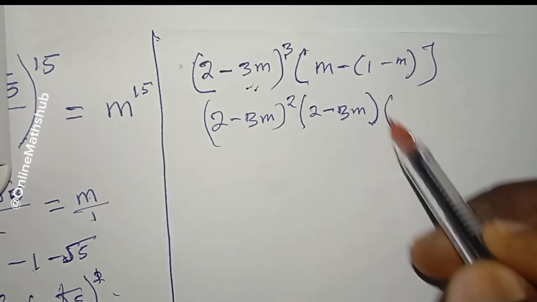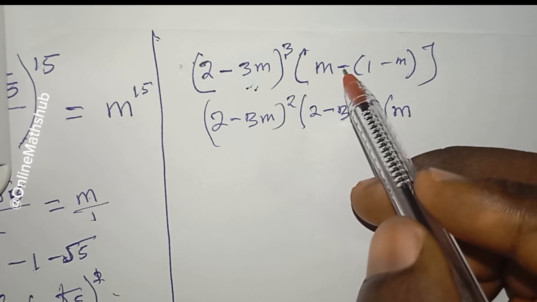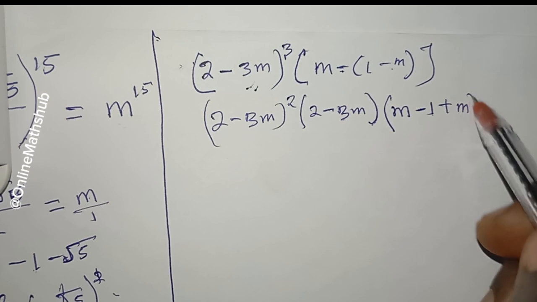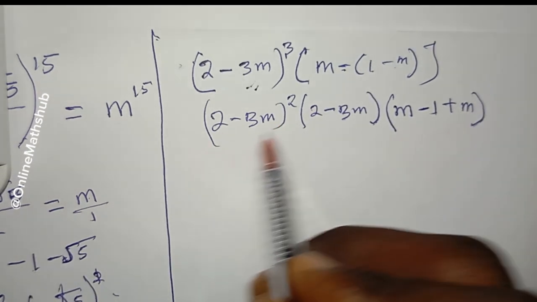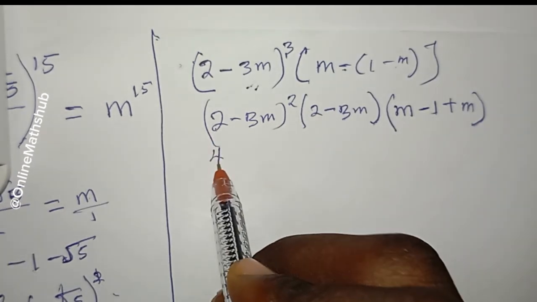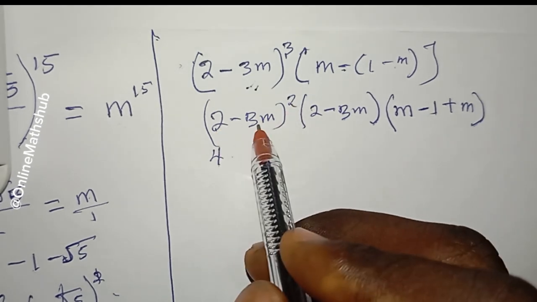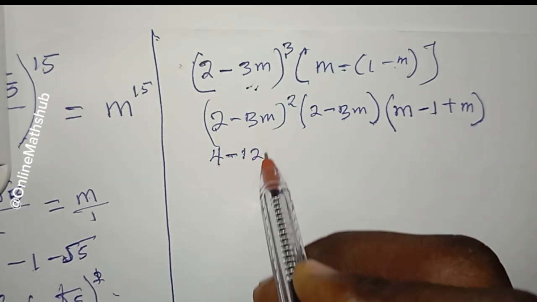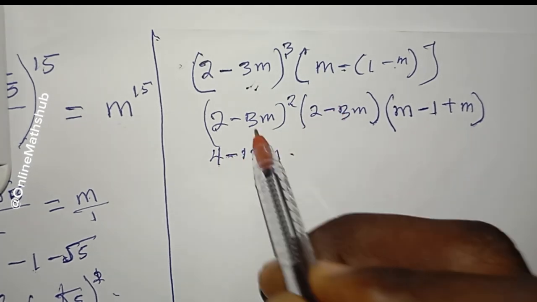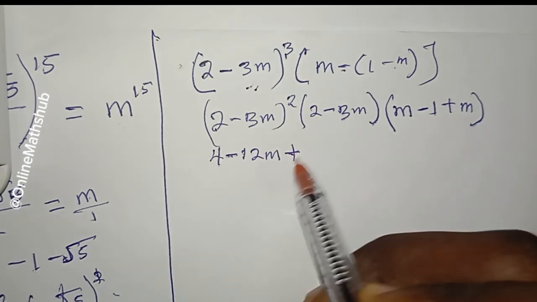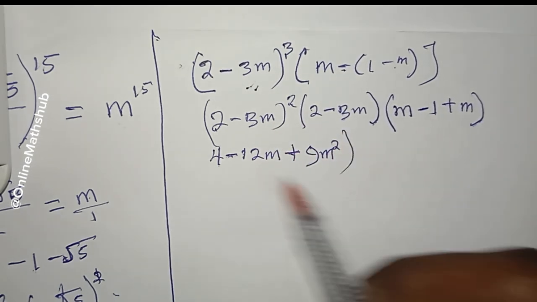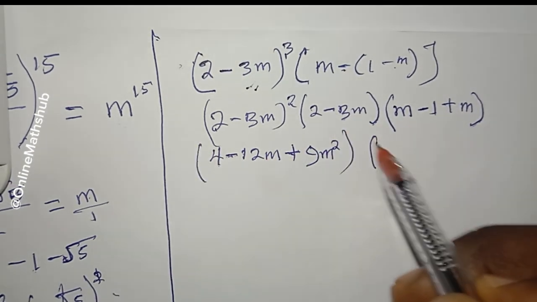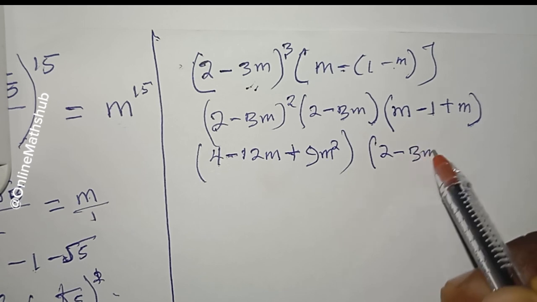And then for this one, what we have here is m. So when you use this to multiply this, I have minus 1, and then minus times minus here is plus. I'm also going to simplify this bracket. So if I do that, 2 times 2 here is 4, and then 4 times minus 3m will give us minus 12m. And then minus 3m times minus 3m will give us plus 9m squared. That is for this. And then for this one I have the same 2 minus 3m.